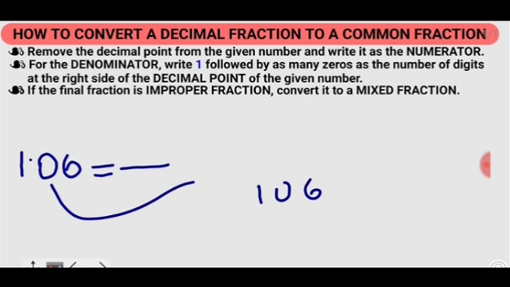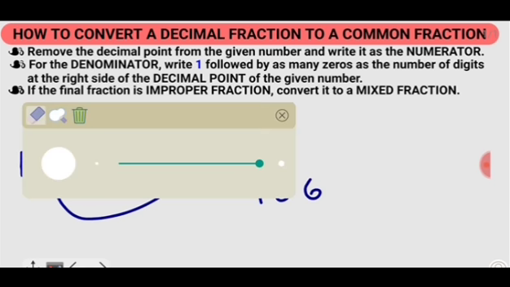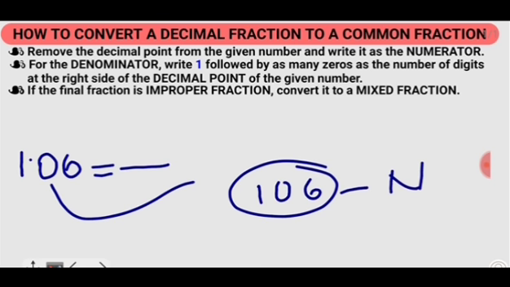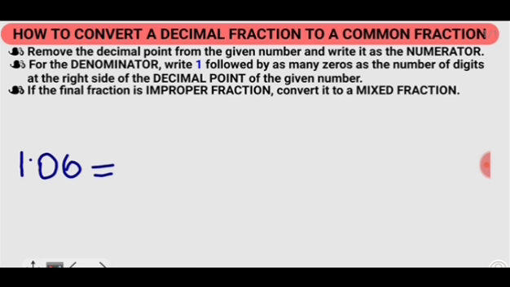If you remove the decimal point, then what number do you get? The number is 106. So this is the numerator. So what is our numerator now? From the given number, you just remove the decimal point. If you remove the decimal point, it will be what? 1, 0 and 6, correct?